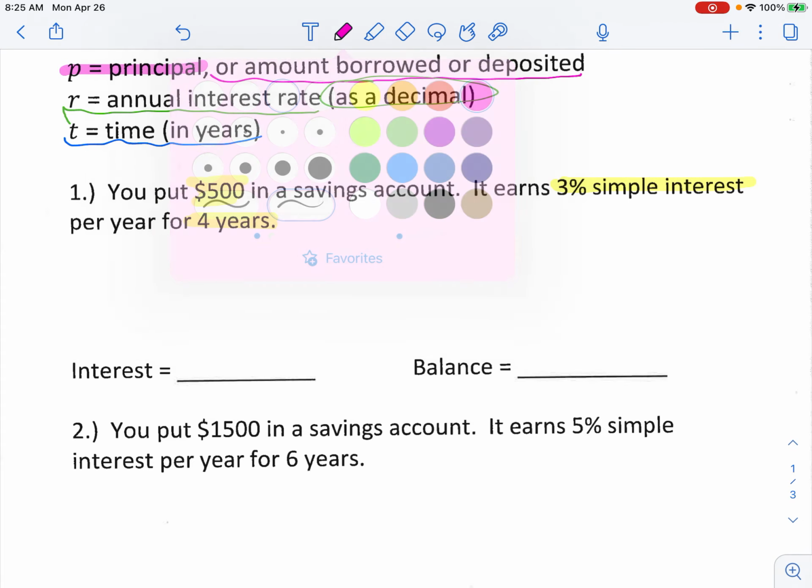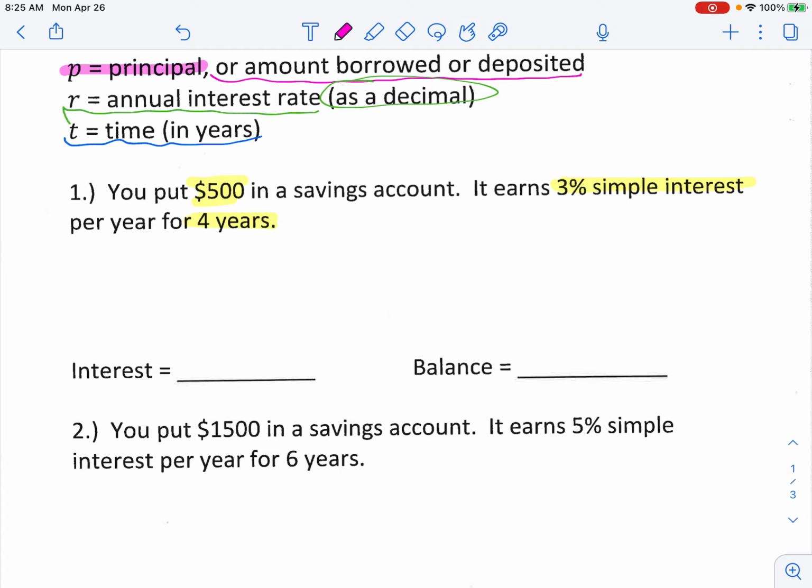What I like to do is go above each part of that problem and write either the I, the P, the R, or the T. So $500 is the P. That's the principal. That's the amount that you're putting in the bank. The 3% simple interest is the rate. So that's the R. And the 4 years is the time.